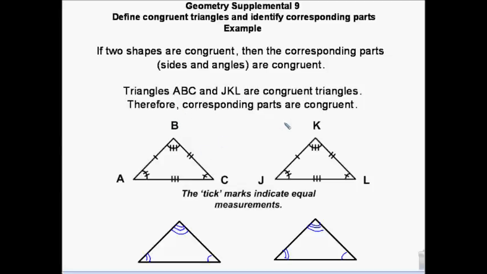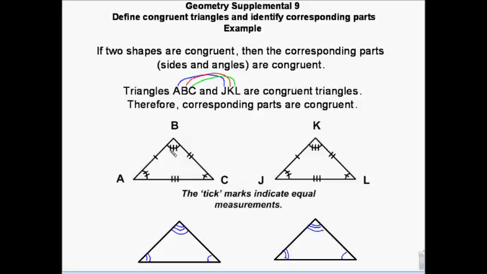Okay. ABC and JKL are congruent triangles, therefore the corresponding parts are congruent. Also, you'll notice A and J are the same angle and they're in the same position in the name. When we're talking about congruent figures, we have to put the congruent parts in the same order. So A and J are congruent, so they both came first. And then B and K are congruent, they both come second. And then C and L. Okay, so that's very important when you're talking about congruence.